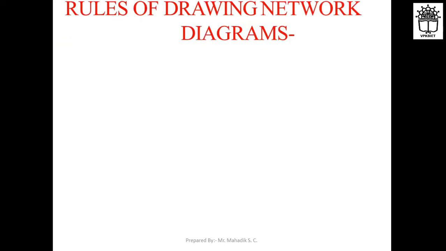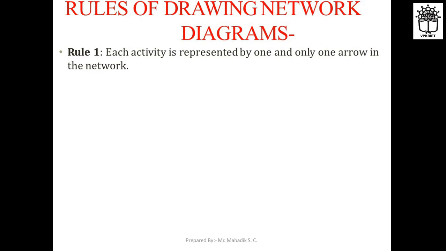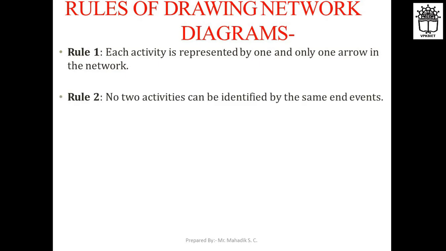And the rules for drawing the network diagrams are as follows. First, each activity is represented by one and only one arrow in a network diagram. Then the second rule is that no two activities can be identified by the same end events. That means for two activities there should not be the same end events.